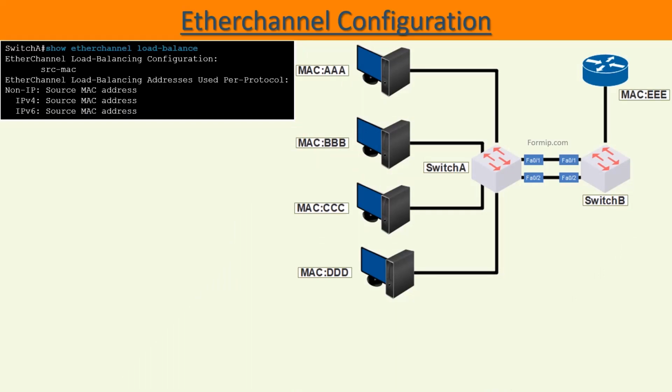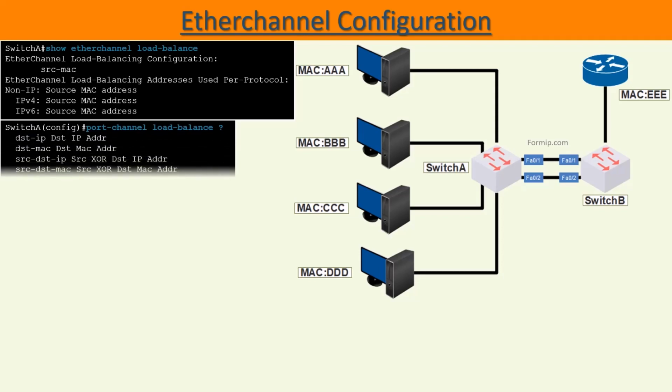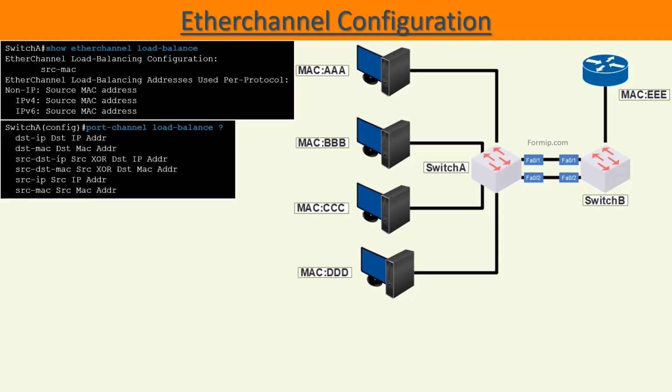The last thing to see about link aggregation is load balancing. The show etherchannel load-balance command allows you to see the default configuration. Here, the load balancing is done by the source MAC address. If we use the command port-channel load-balance, followed by a question mark, this allows us to see the different load balancing configuration possibilities. Selection can be by source or destination IP address, source or destination MAC address, or a combination of source and destination.